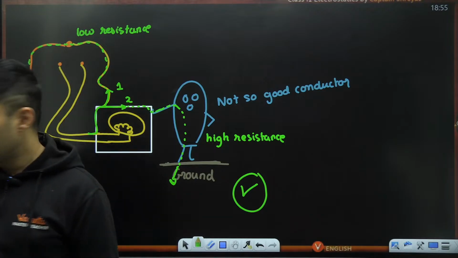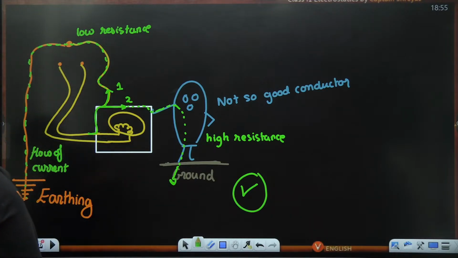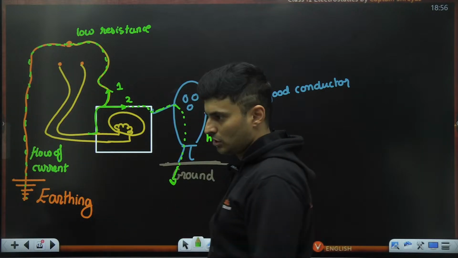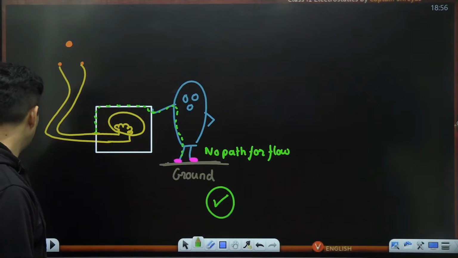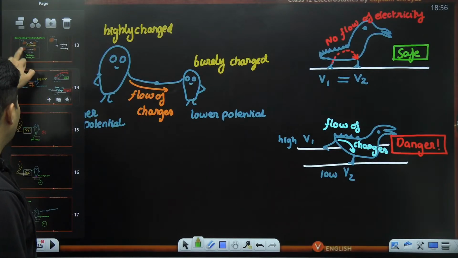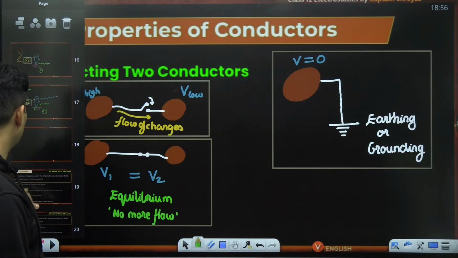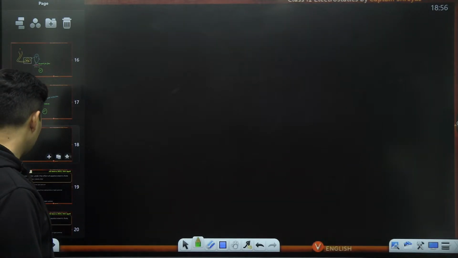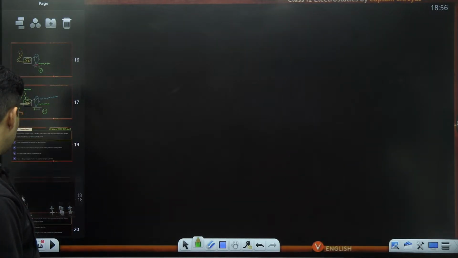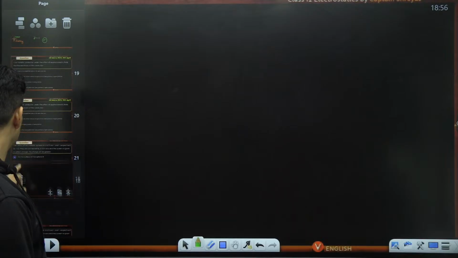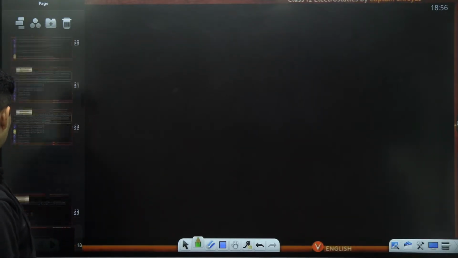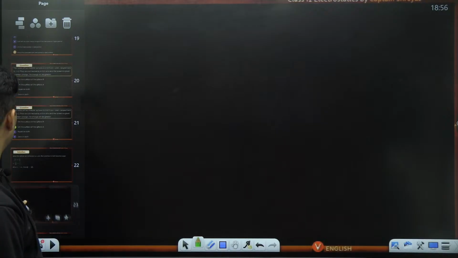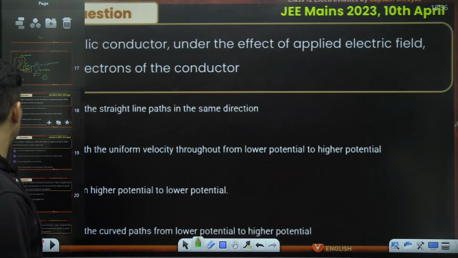Is this absolutely clear? This is the concept of earthing, guys. Clear, everyone? After this, I don't think you will have any other doubt regarding earthing, connecting of conductors, and so much more, right? So I have done most of the properties. We will see some questions on this. Anyways, let's do the first question.